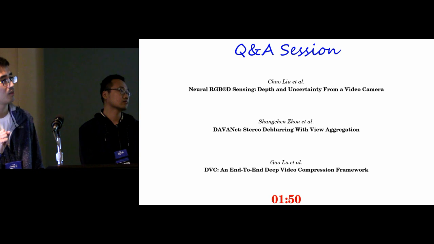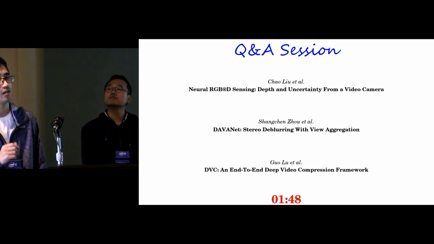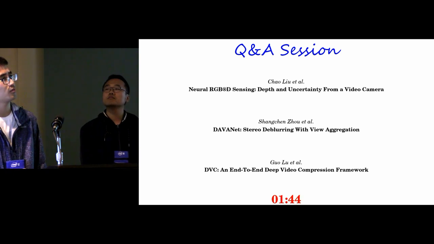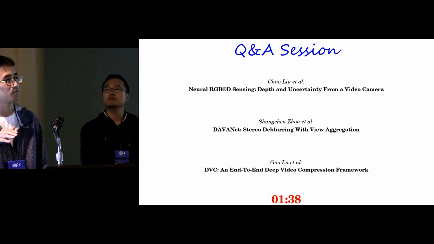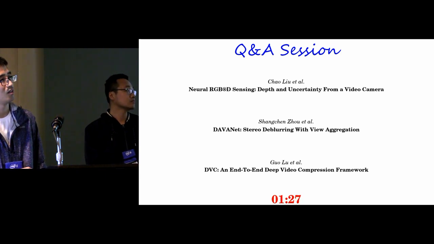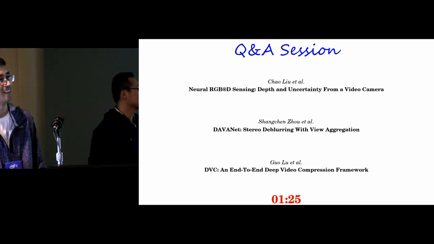Do you know how fast H.264 is? The x264 is much faster than ours because they are highly optimized to utilize multi-core systems. Do you think it's possible to optimize your system to be competitive with H.264? Do you think you can make yours as fast as H.264? I don't think so.